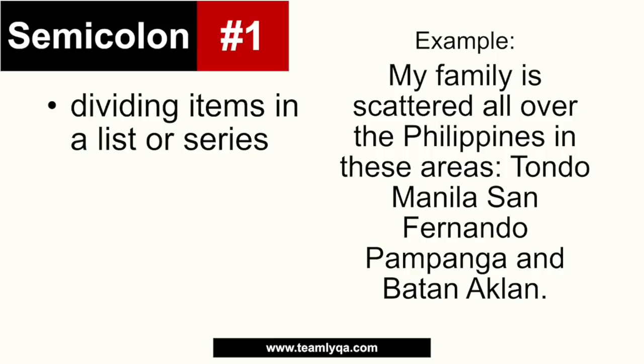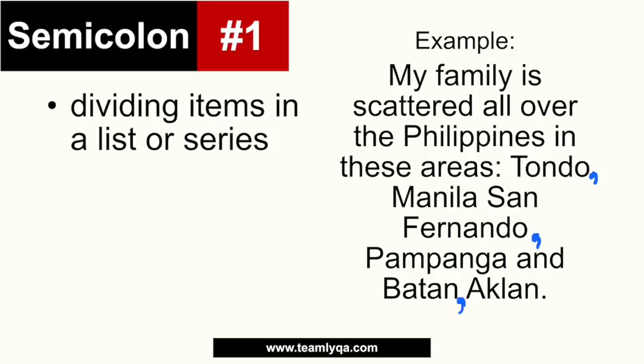Now, if you look here, yung first nakalagay, Tondo, Manila, San Fernando, Pampanga, and Batanaclan. So, ibig sabihin, this is a list of things, but dahil ang Tondo ay part ng Manila, dapat may comma yan. Okay? So, again, Tondo, comma, Manila. Ang San Fernando naman, again, being part of Pampanga, you can put a comma there. Tapos yung Batan is in Aklan, so may comma din right there. Now, if you notice, kung gagawin kong comma yan lahat, maguguluhan yung mga tao kasi Tondo, comma, Manila, comma, San Fernando, comma. Parang halo-halo na sila when in fact, yung Tondo is part of Manila.